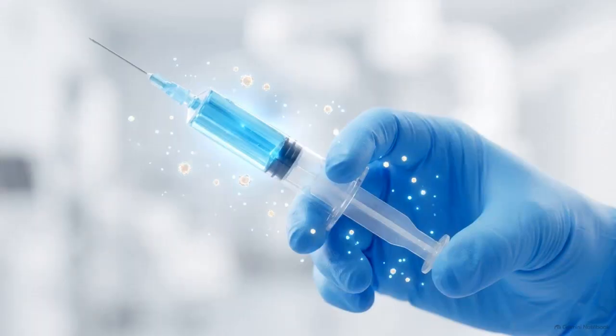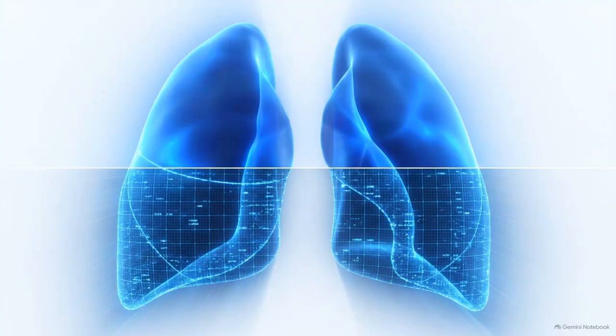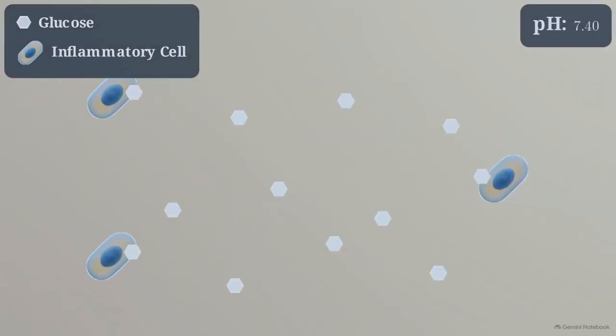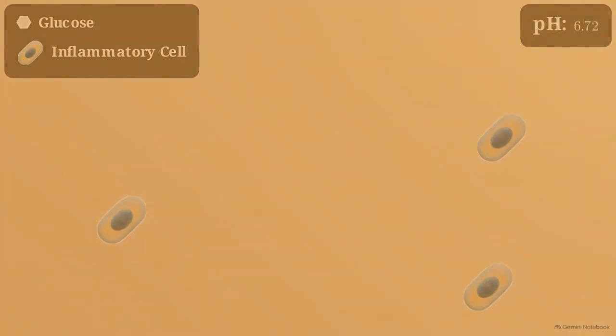This fluid carries a specific chemical signature that distinguishes it from heart failure or simple infection. This lab report shows an exudative fluid with high protein and LDH. The key diagnostic markers are glucose below 30 and a pH below 7.0. The pleura acts as a metabolic mirror. Highly active inflammatory cells consume available glucose, driving the fluid's pH into an acidic range.